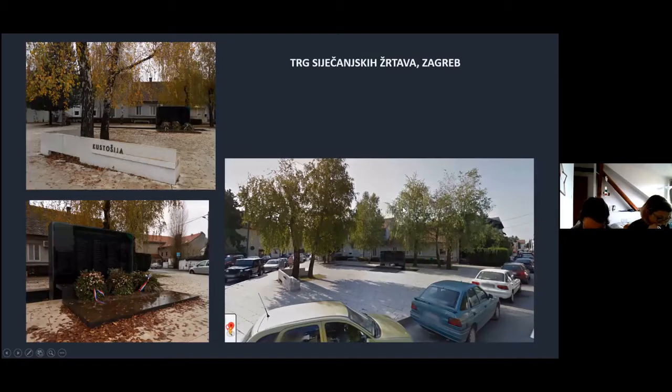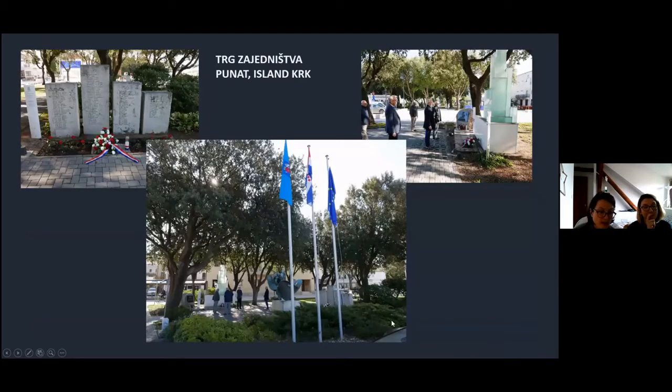But there are also examples of monuments that were enlarged by the addition of parts commemorating the wars of the 90s, trying to symbolically reconcile or to give equal importance to both historical events and seeing them as a continuation of protection of homeland and identity. Here we have a square on the island of Krk, where we have an earlier Second World War memorial, and then in the 90s, this new one was added, and now they have joint commemoration activities here.